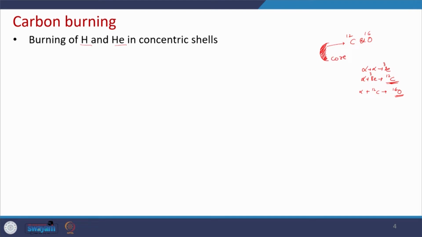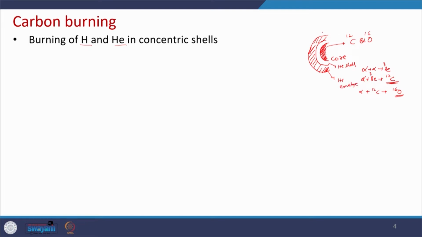Now, around this core you can see a shell of helium. This is called the helium shell, all right. And around this shell there is an open region, an envelope surrounding the helium shell, this is called the helium envelope.